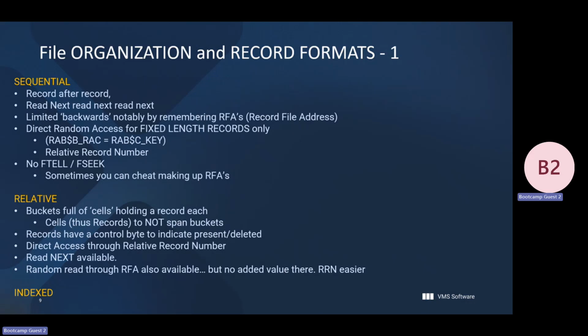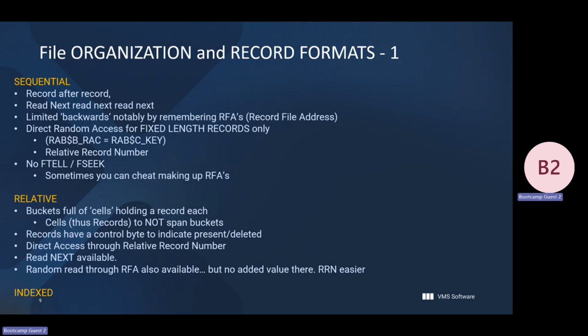So a sequential file is your boring file. This is your text file, your program source, but also your object file. It doesn't have to be readable. It's a bunch of records, record after record. And you deal with it by doing read next and read next and read next until you're done. And maybe you want to rewind and do it again. Fine.